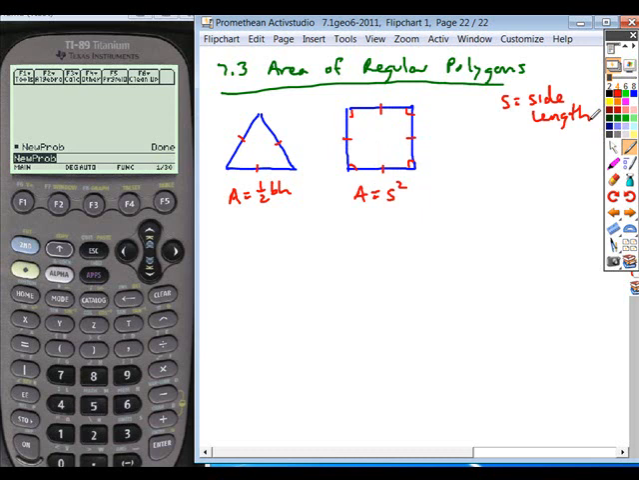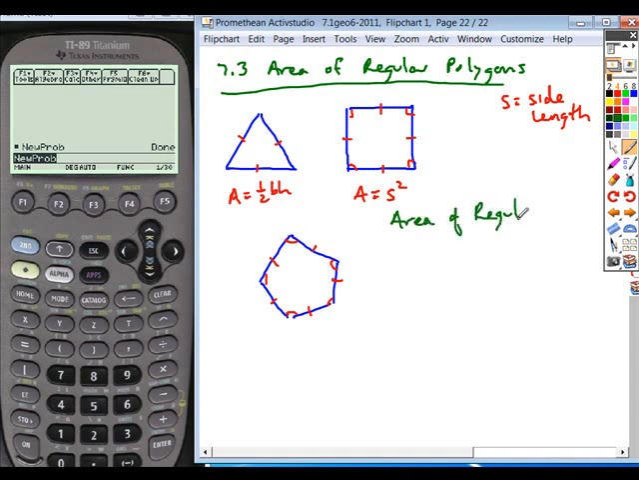Okay, once you get beyond this, though, so let's say we go into a regular pentagon. Once we're dealing with regular polygons that have 5 or more sides, you're no longer going to have a specific formula that we've already talked about, but there is a formula that applies to these. I want to derive this formula for you so you can see it.